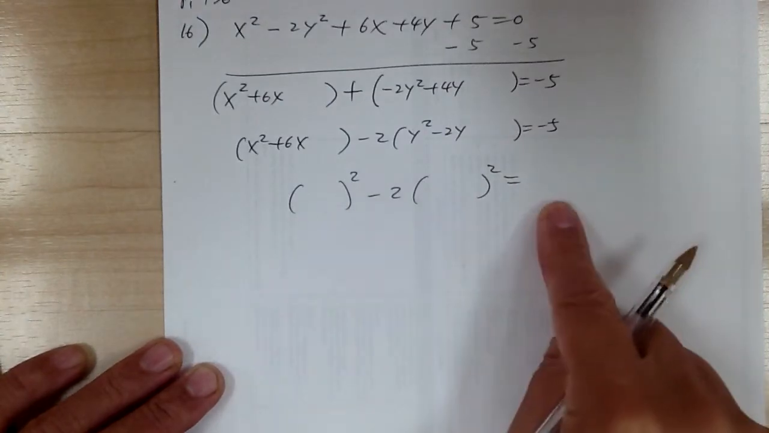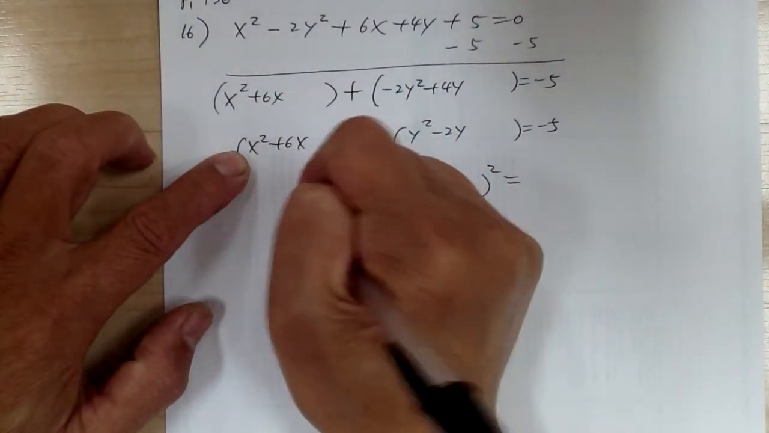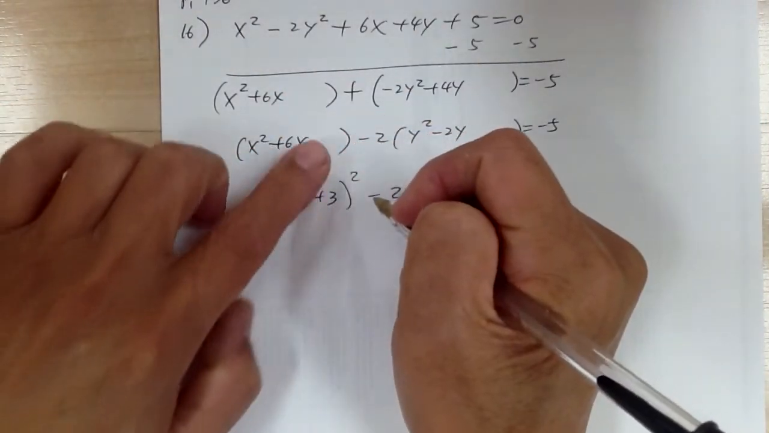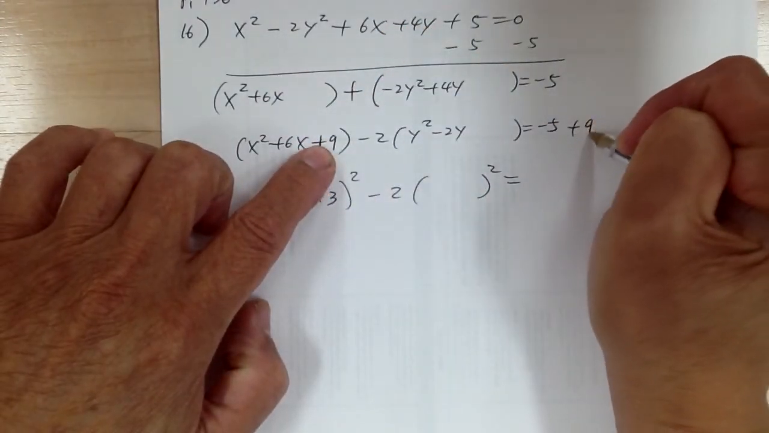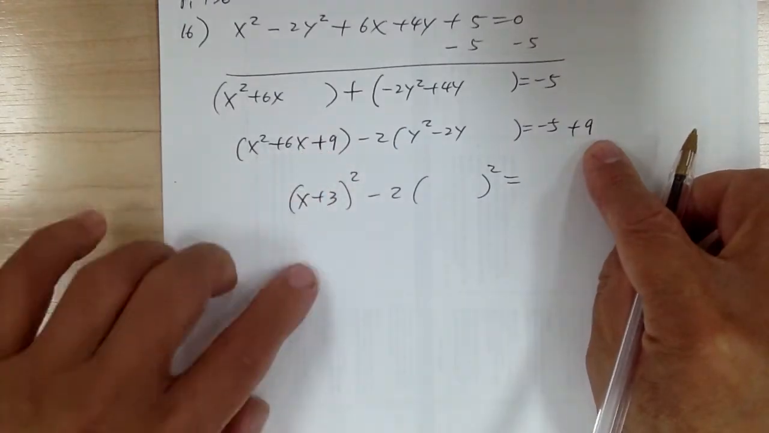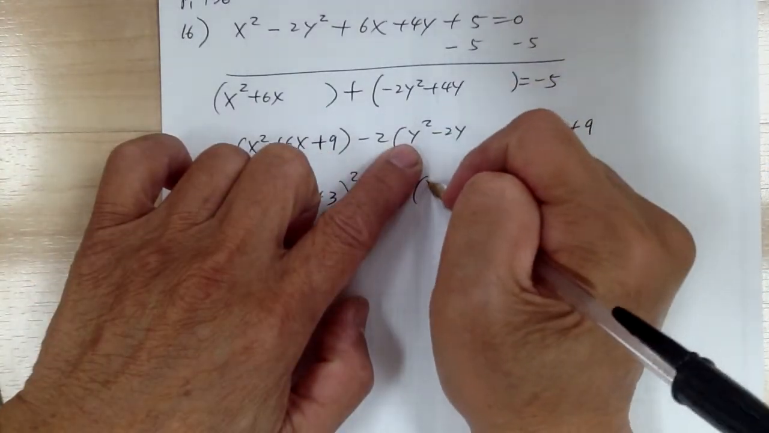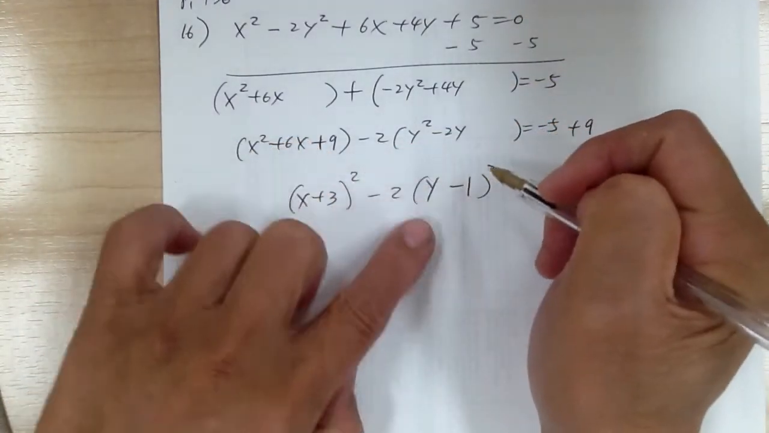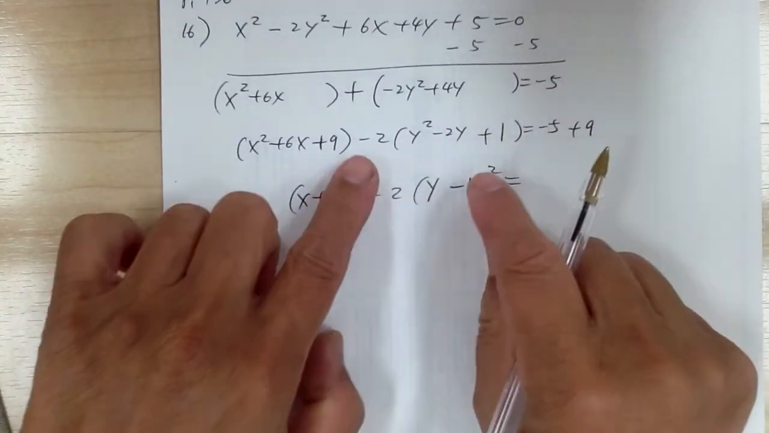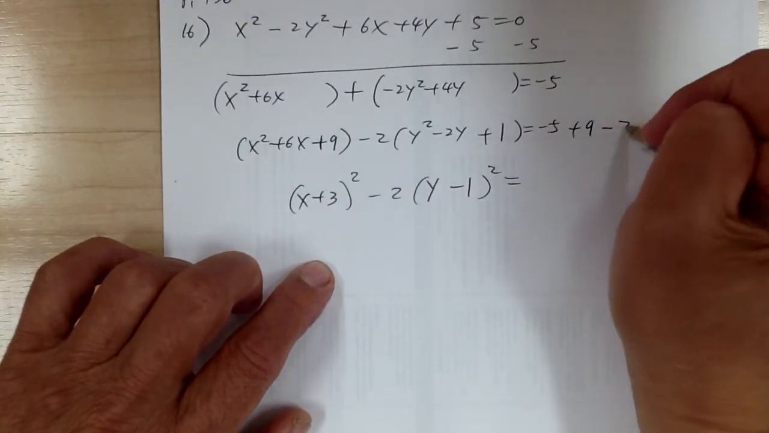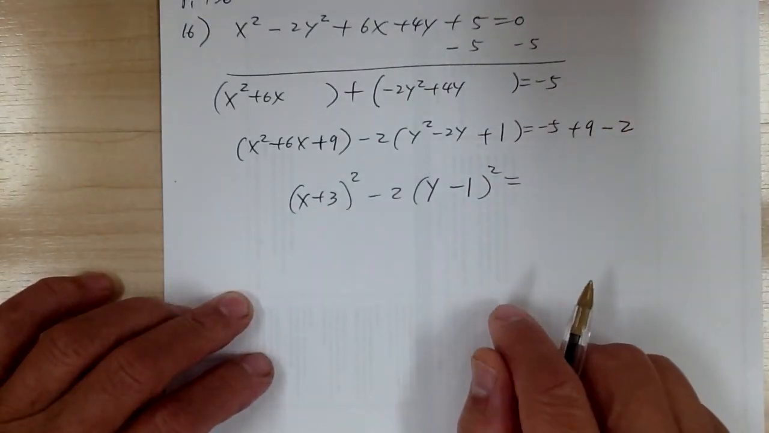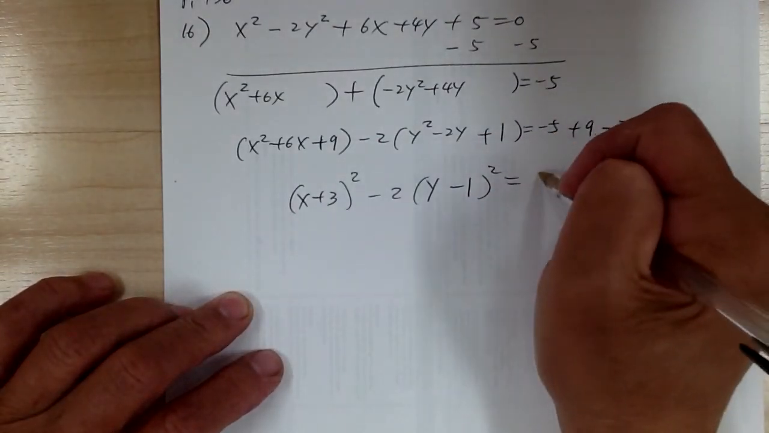Okay, so you can get your template ready. So from here you get x, from here you get plus 3. So you're going to get plus 9 here. Since you're plus 9, you need to plus 9 on this side, right? So it has to be the same. Over here, you're going to get y and minus 1. So you can get plus 1. Now there's a negative 2 in front. So it's negative 2 times 1. So it will be minus 2. Okay. And so from here, you're going to end up with equal to 2.